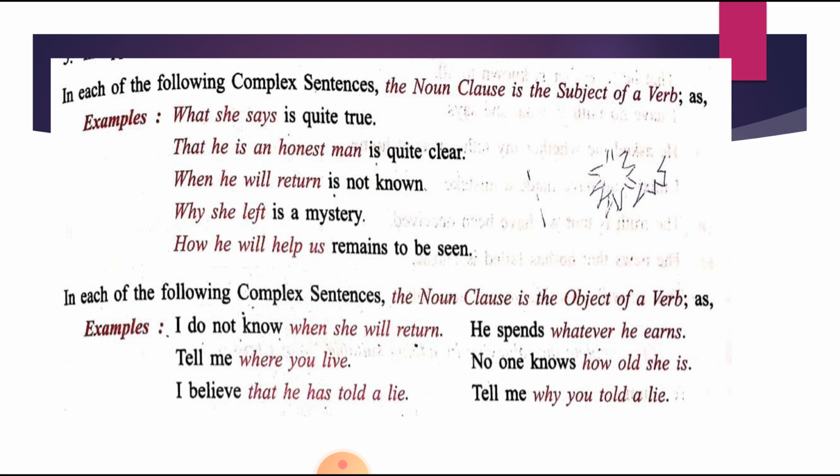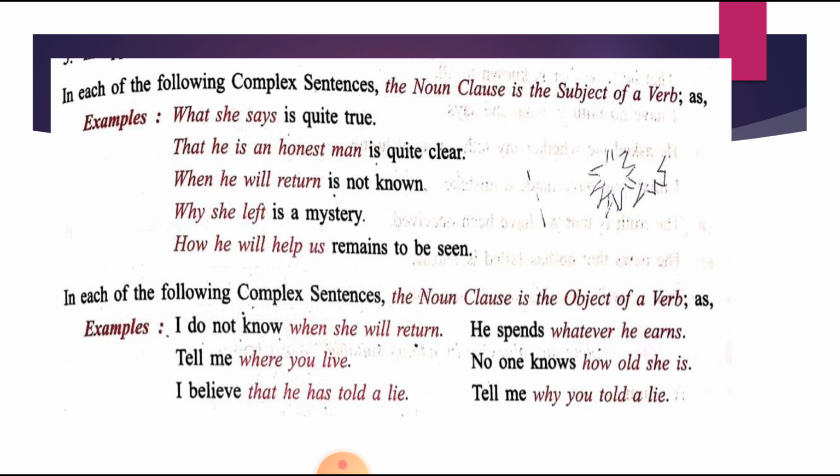See, in each of the following complex sentences, the noun clause is a subject of a verb. Let us see. Example, what she says is quite true. See, here the subject is what she says. It's a subject of a verb. The verb is, and before that, that is called the subject of a verb, that is noun clause.